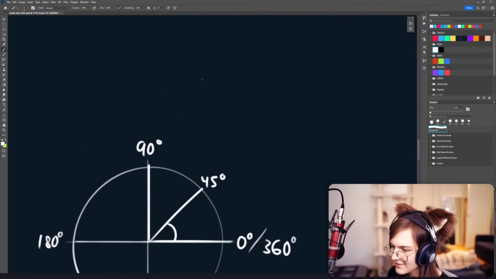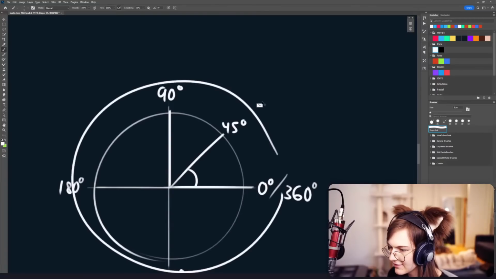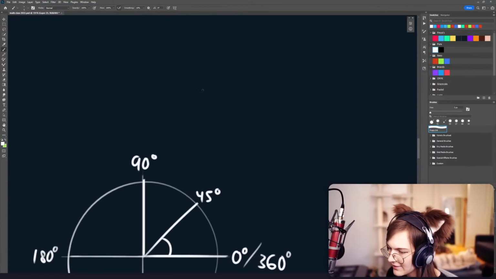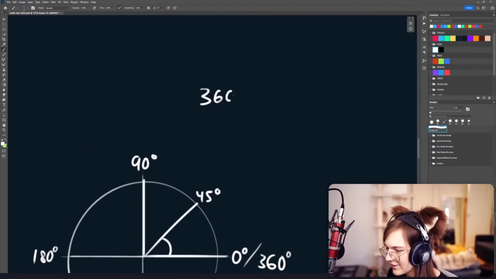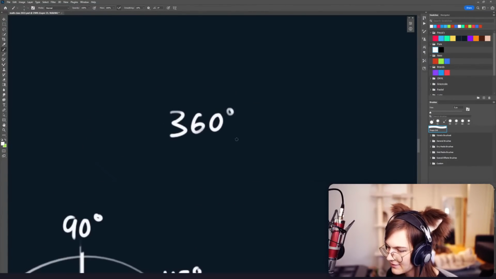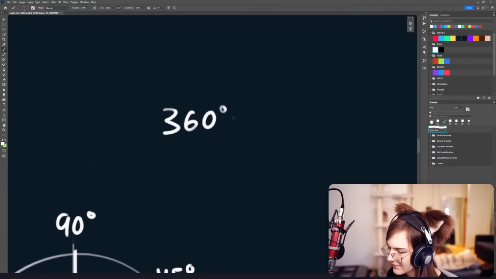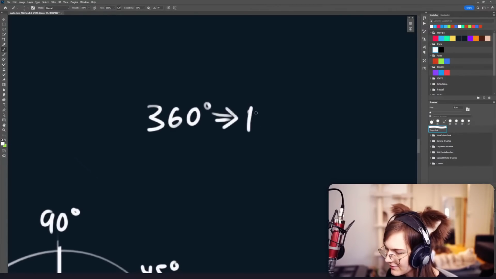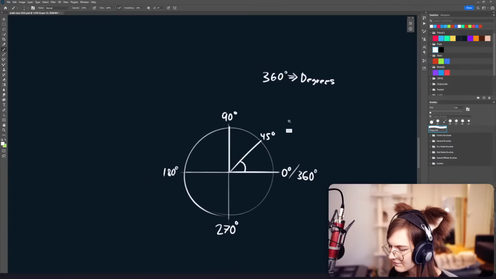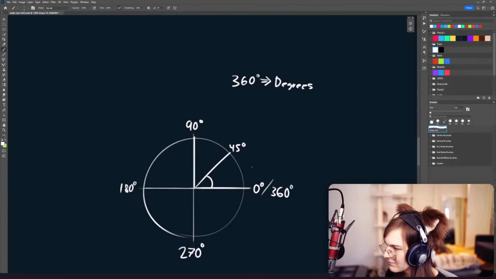Okay, so that's when a full turn of the circle is 360, which again is kind of arbitrary, right? Degrees, then that is degrees. Okay, but there are other ways of defining this.